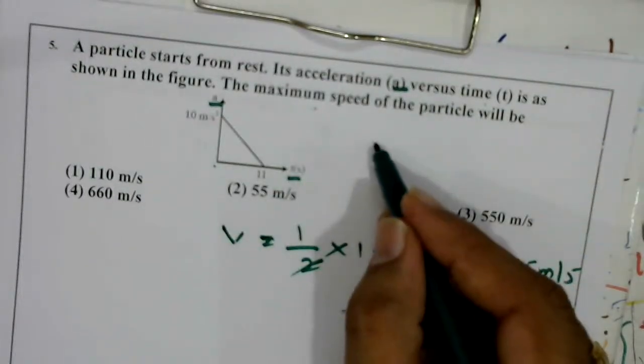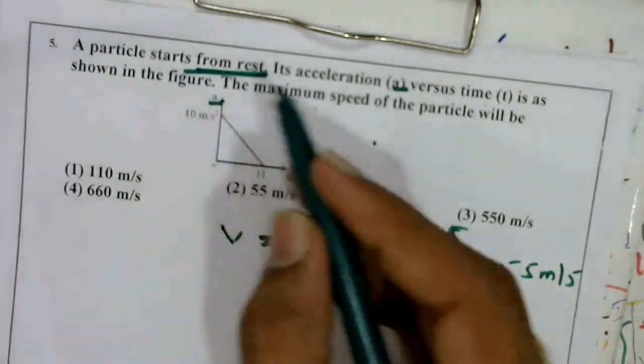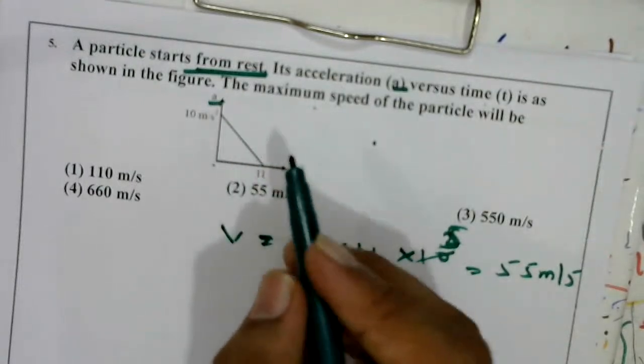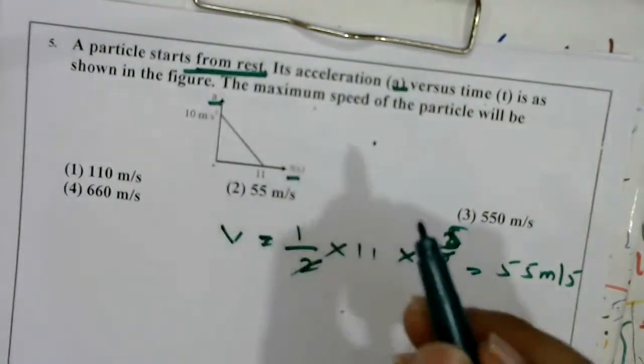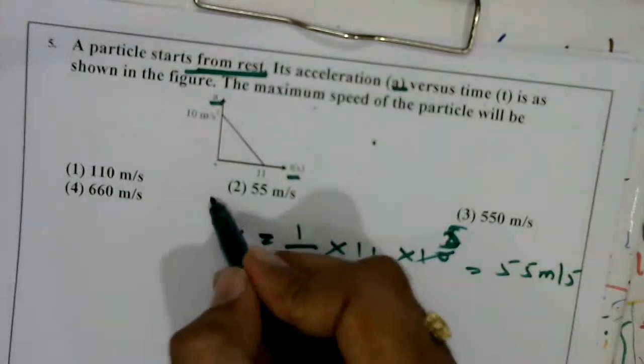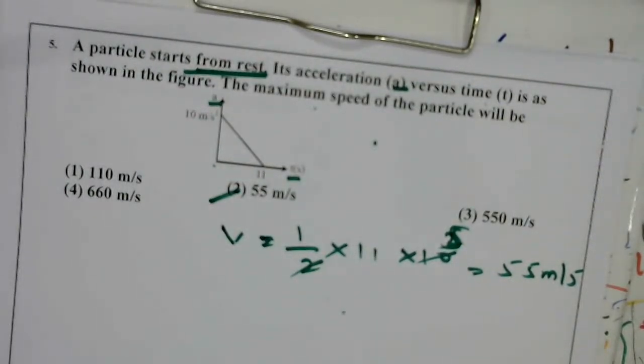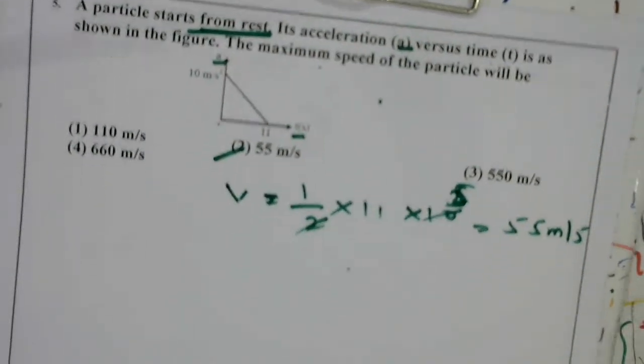So the area, this is what? Starts from rest means u equal to 0. So we are going to find the final velocity. That final velocity we will get is 55 meter per second. The area under the a-t graph gives the velocity.